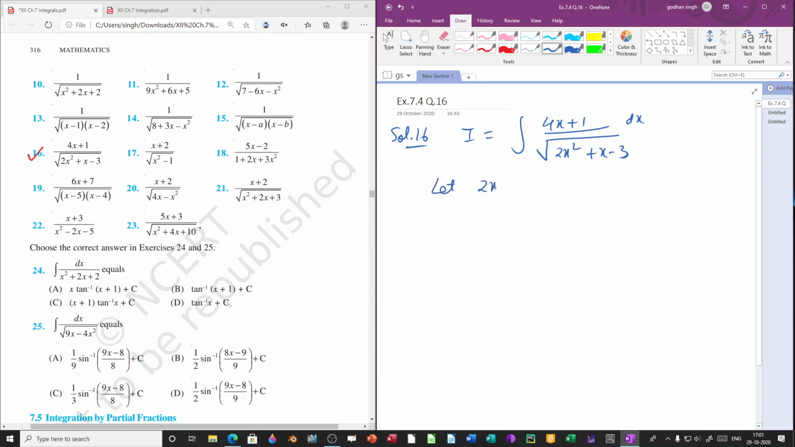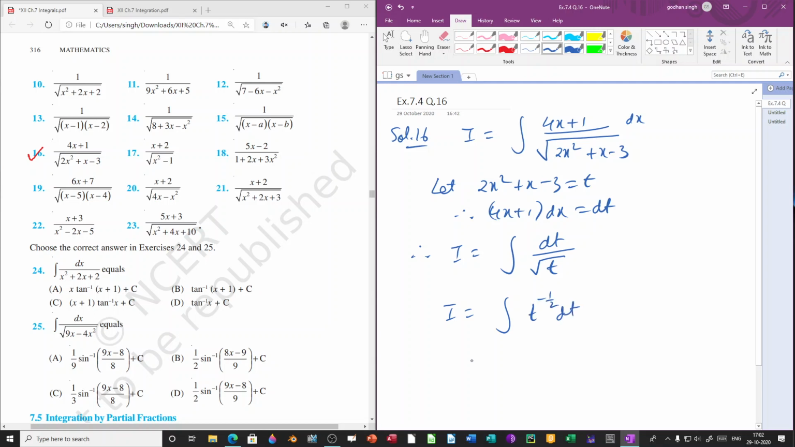Let 2x square plus x minus 3 equal to t. Therefore, differentiating both sides with respect to x, we will be getting 4x plus 1 into dx equal to dt. Therefore, I will be equal to 4x plus 1 dx replaced with dt, and the denominator will become root t, because 2x square plus x minus 3 is equal to t. And this we can rewrite as t raised to minus half dt.